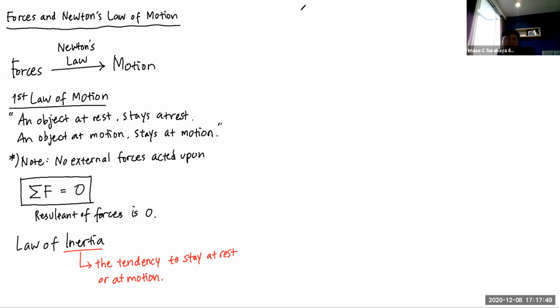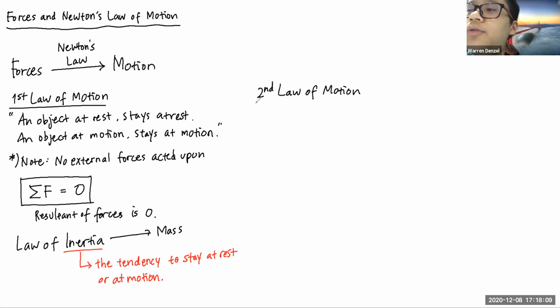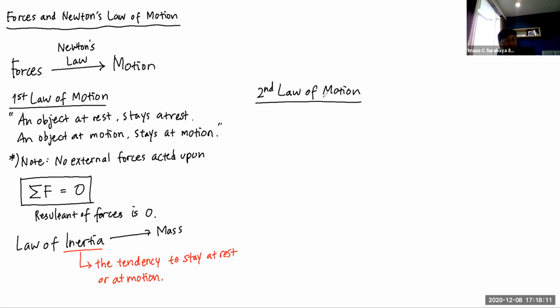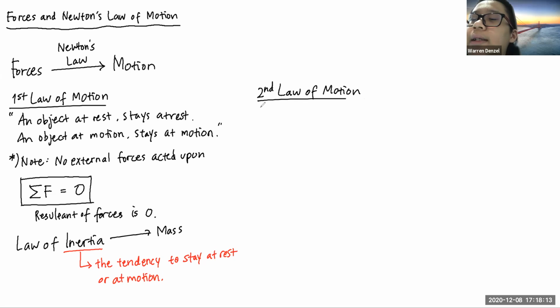Okay, yeah. In our case, what is the inertia of most things? Inertia is the mass. So that brings us to the second law of motion. What is the second law of motion? Net force equals mass times acceleration.